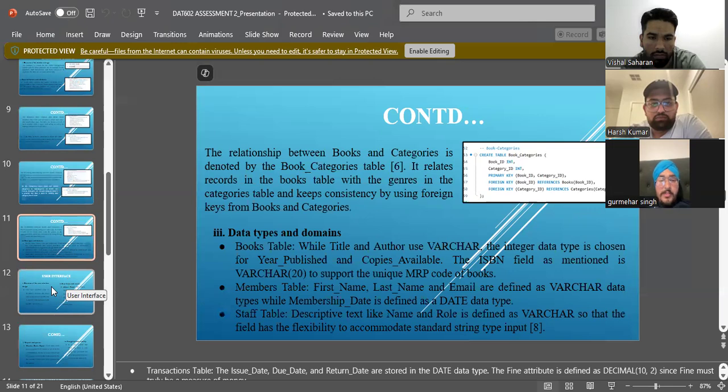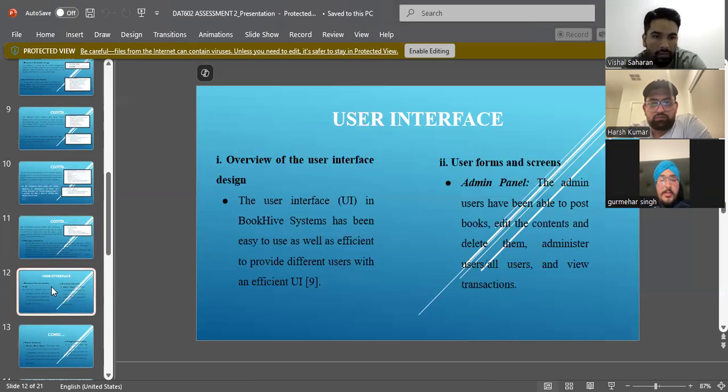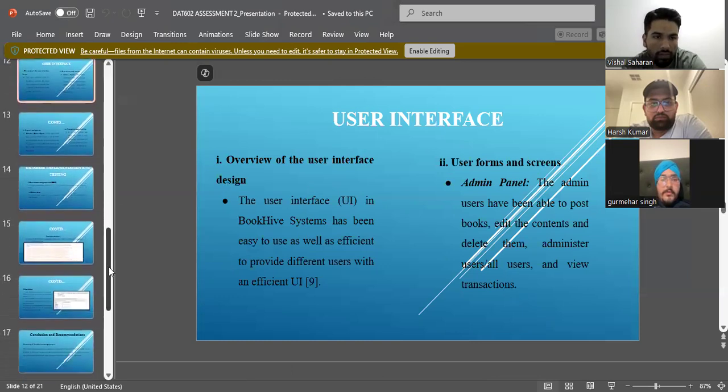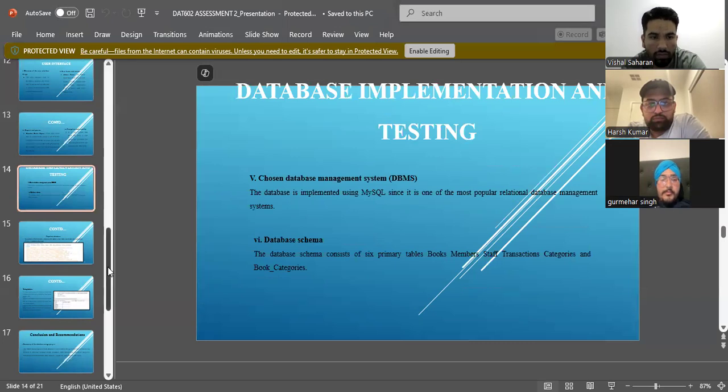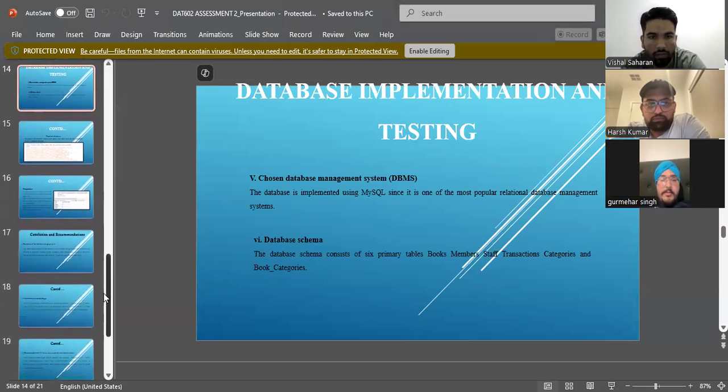Then data types and domains. Books use text types for title and authors, and integer data types are chosen for year published and copies available. The second one is the membership table and the third one is the staff table. The second slide is the overview of the user interface design. The user interface in the Bookhive system has been designed to be easy to use as well as efficient, providing identified users with efficient user forms and screens. Admin panel.